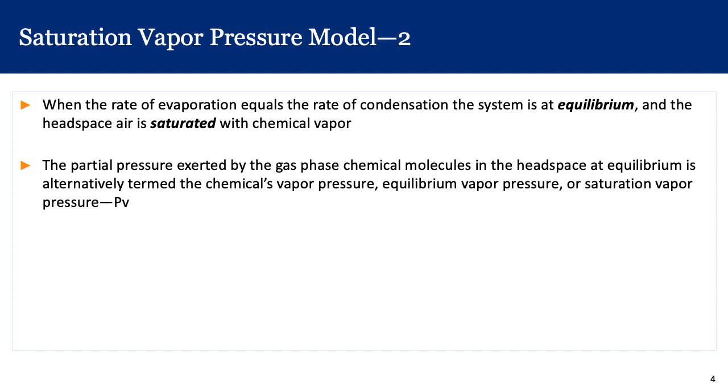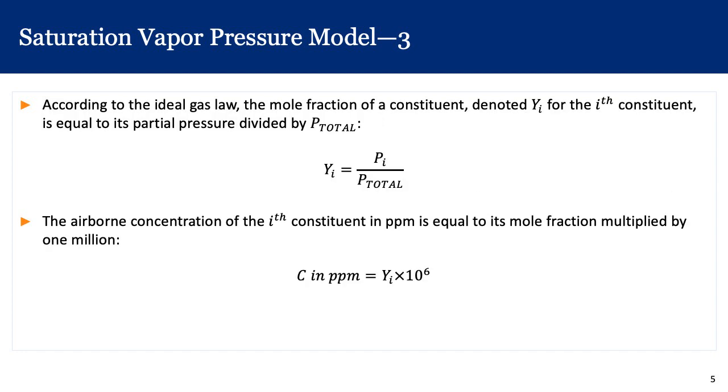And at that point, the partial pressure exerted by the gas phase chemical molecules in the headspace at equilibrium is alternatively termed the chemical's vapor pressure, equilibrium vapor pressure, or the saturation vapor pressure, P sub V. According to the ideal gas law, the mole fraction of a constituent, denoted by Y sub i for the ith constituent, is equal to its partial pressure divided by the total pressure, as shown in this equation here. And the airborne concentration of that ith constituent in parts per million, or ppm, is equal to its mole fraction multiplied by 1 million, or 10 to the power 6.